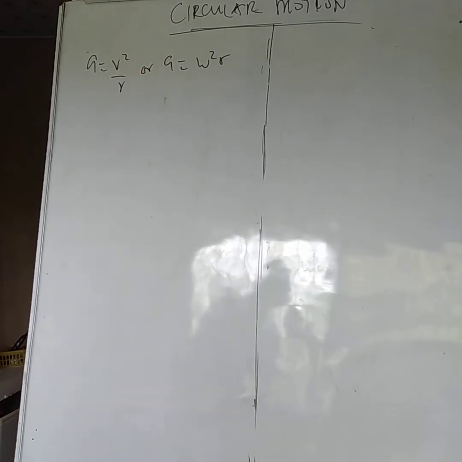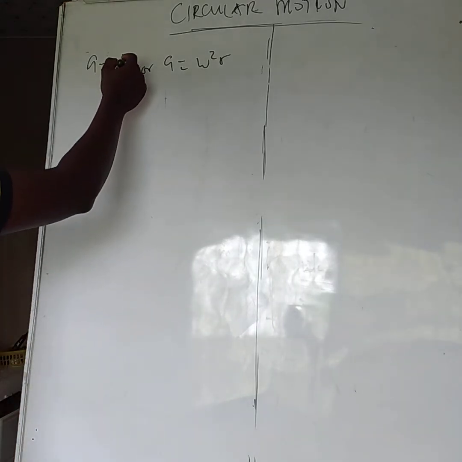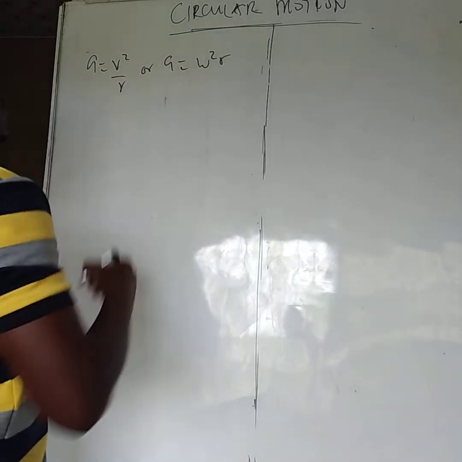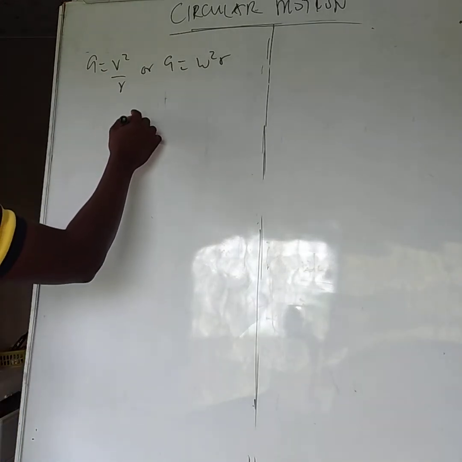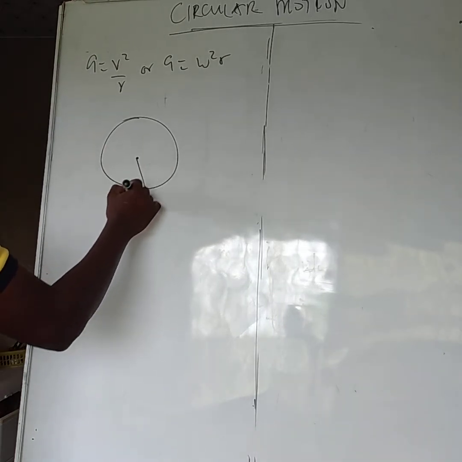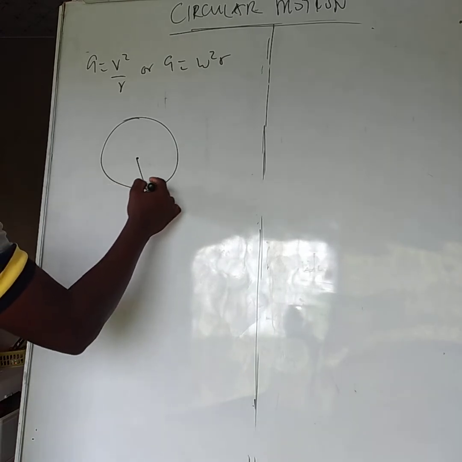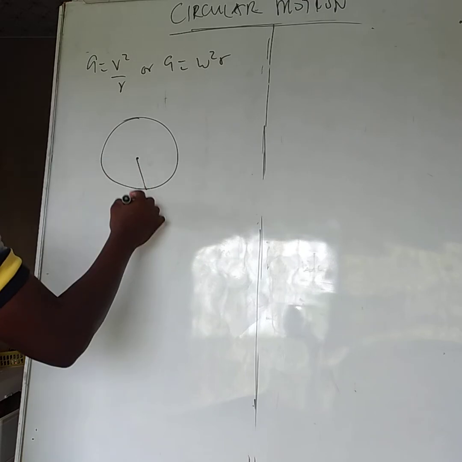Now the next thing we are moving on to is one of my favorite equations as far as physics is concerned. a is equal to v squared over r, or a is equal to omega squared r. How do we prove this equation? Now consider an object moving in a circle. As you realize, once an object is moving in a circle, at every point its velocity is changing.